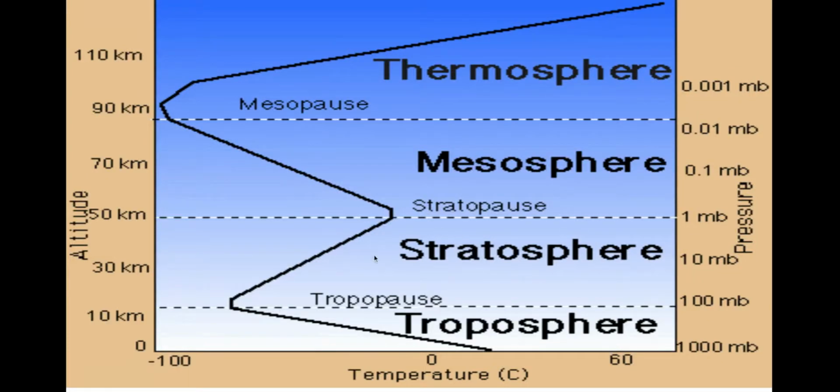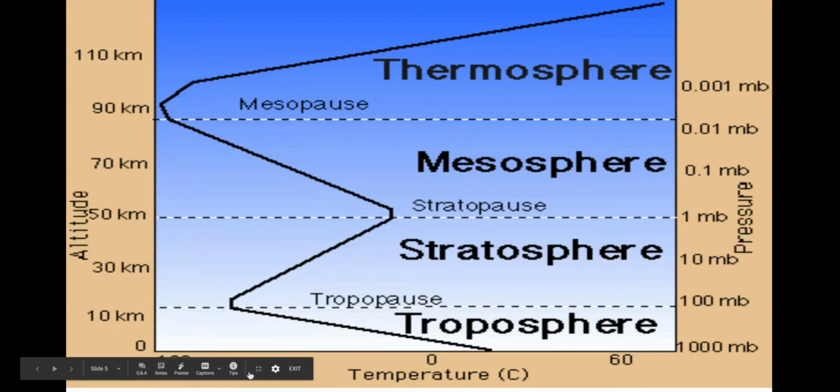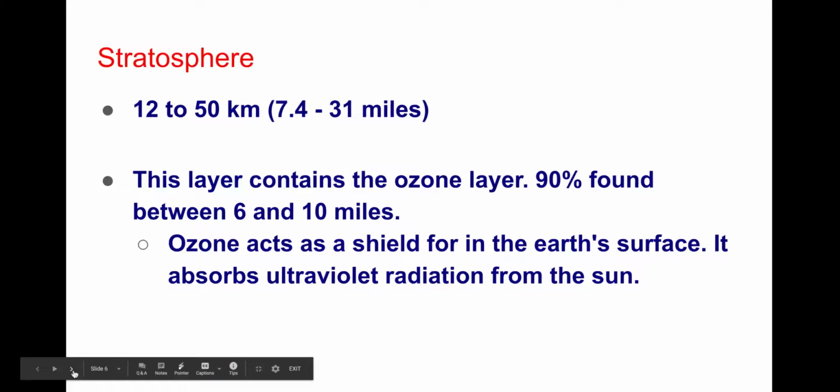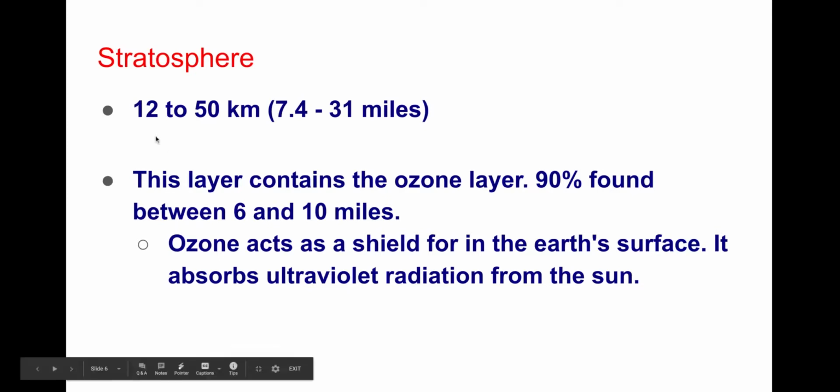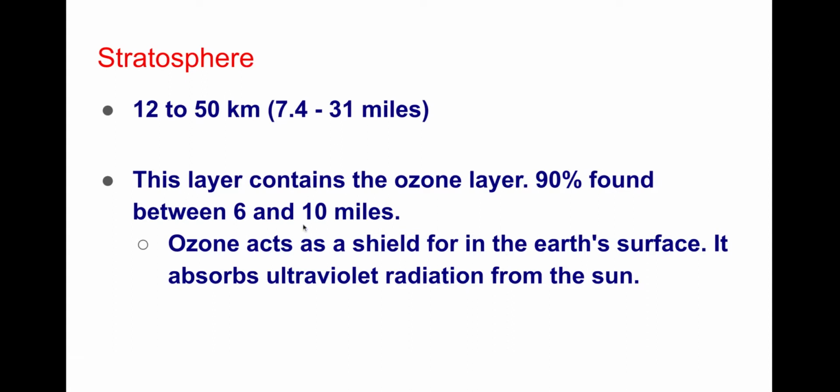And now we're going to talk about the stratosphere. The stratosphere is one of the more important layers because it contains the ozone layer. It goes from 12 to 50 kilometers. Most of the ozone layer is found between 6 and 10 miles. Ozone is a special chemical. It's made up of O3. So instead of O2, which is the normal oxygen that we breathe, it's changed its structure and now it's O3.